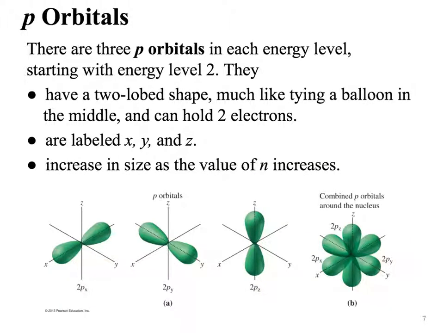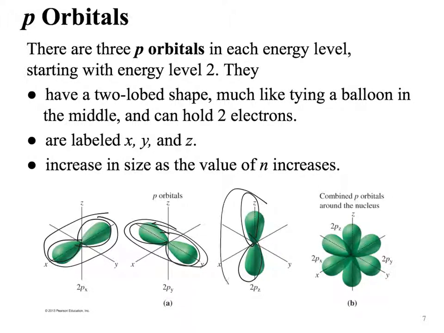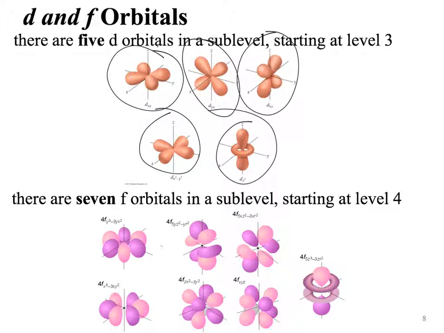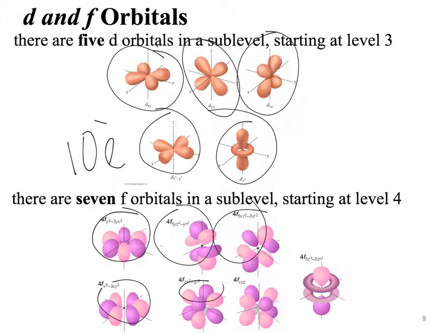The p orbital looks like this. We have 3, one in the x, one in the y, and one in the z. Therefore, each orbital can hold 2, and since we have 3, we can put a maximum of 6 electrons in the p orbital. The d orbital, we have 1, 2, 3, 4, and 5. Therefore, in each orbital we can put 2, therefore we can put a maximum of 10 electrons in the d orbital. And for the f orbital we have 7. 7 times 2 is 14.